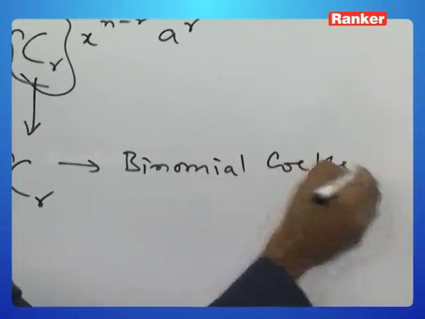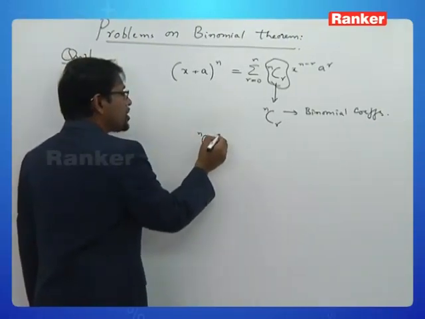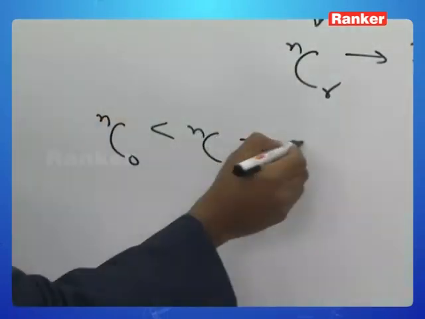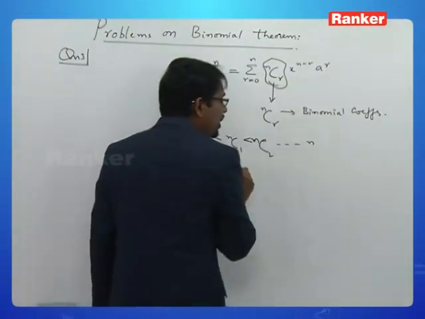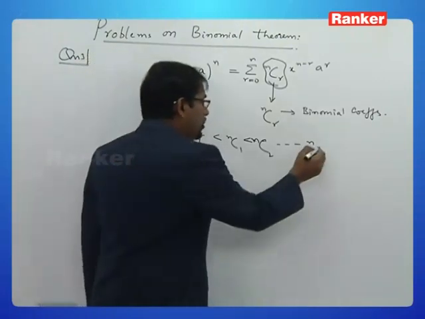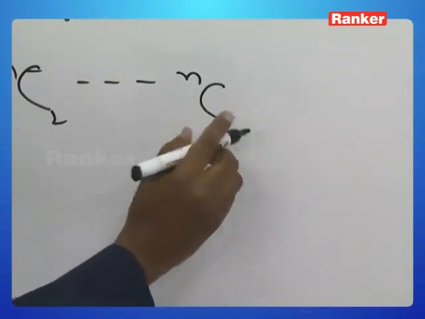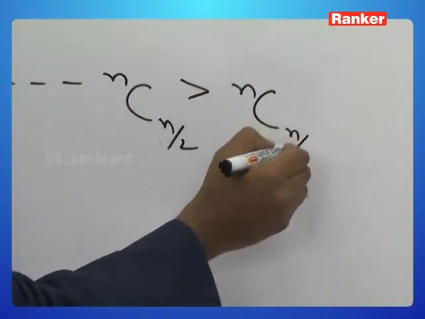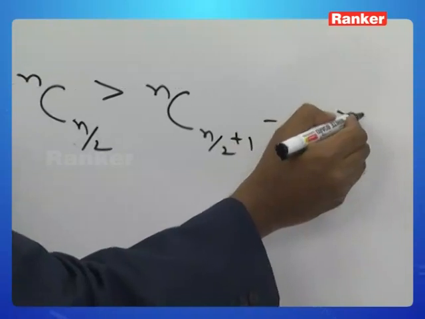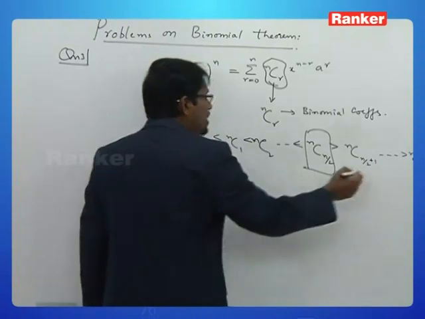It's a fact that the binomial coefficients keep increasing, nC0 less than nC1, so on, nC2, so on, and the maximum binomial coefficient will be that which is nC n by 2 if n is even. That will be the maximum. Again, there will be reversal, n by 2 plus 1, so on, nCn. So this will be the maximum if n is even.